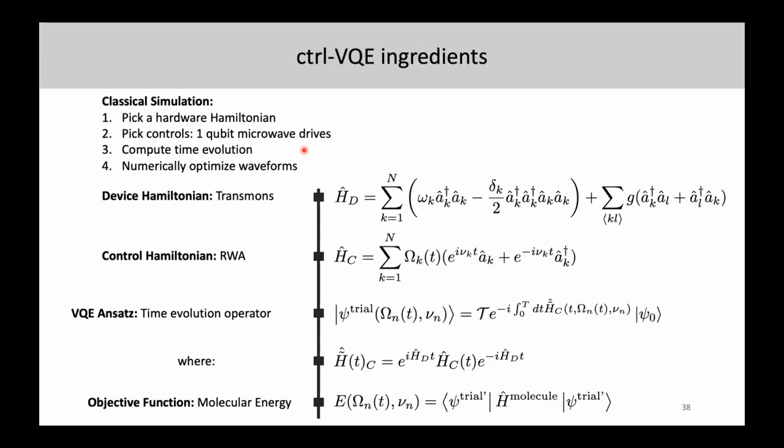And so here are the basic ingredients for ctrl-VQE. We start by, so here we have to update the pulses. We have to know what the hardware Hamiltonian is that we're considering. We usually focus on superconducting transmon qubits for concreteness. And then we pick how we drive the system. In this case, we considered microwave drives to each of the transmons. And then our cost function is the molecular energy. So we just keep updating these pulses in some systematic way that I'll clarify in the next slide until we reach the lowest energy and get an approximation to our ground state energy.